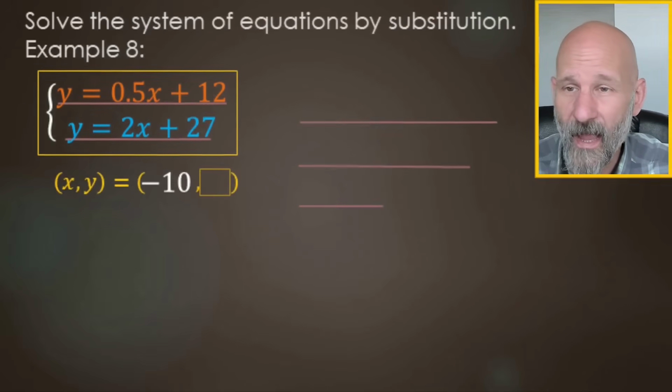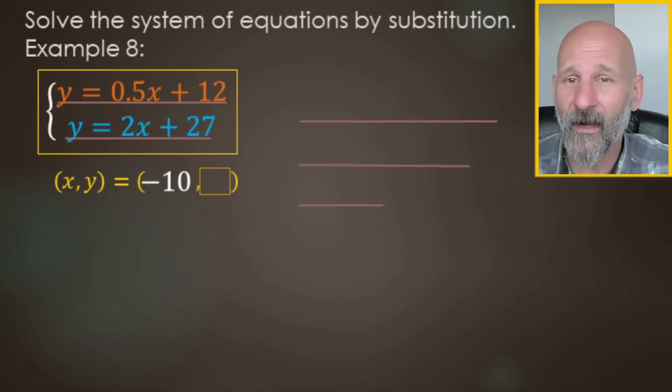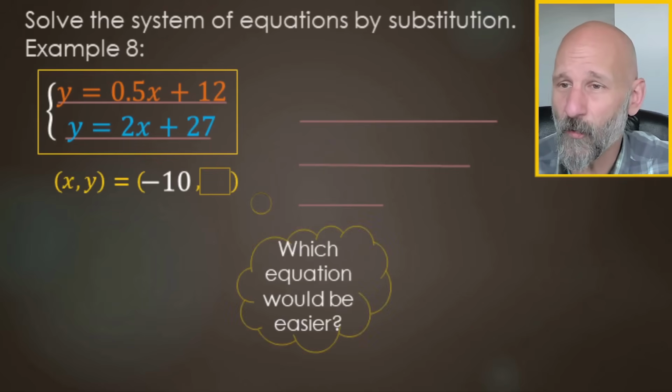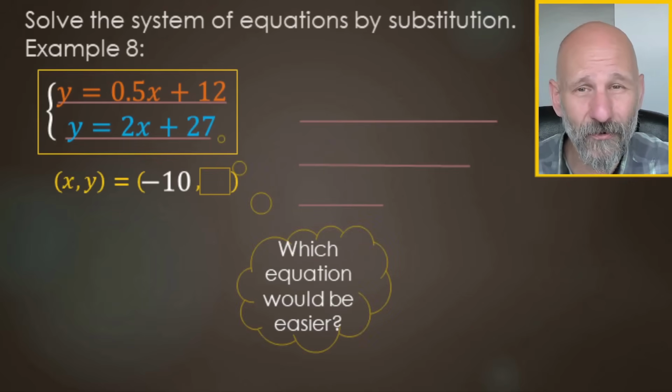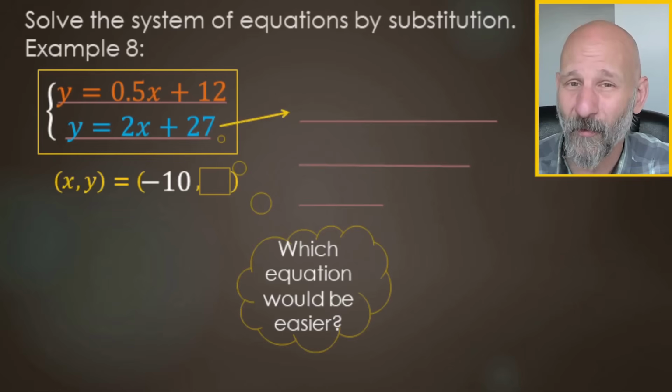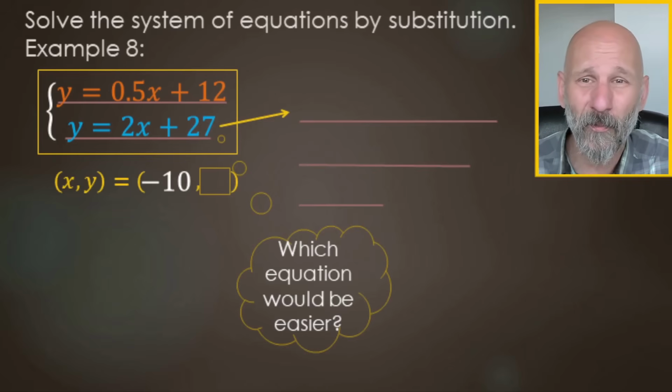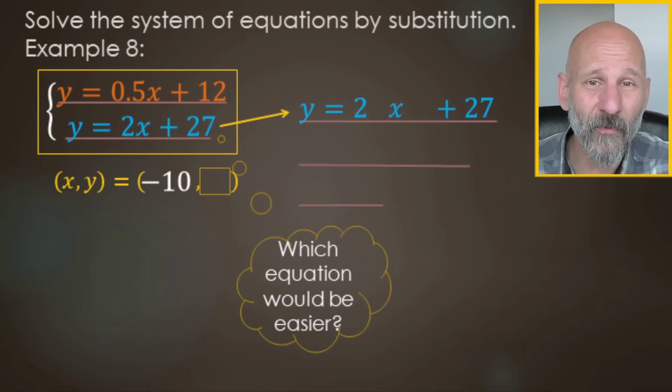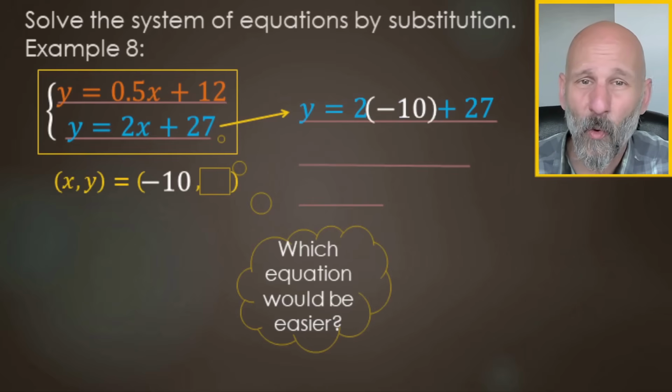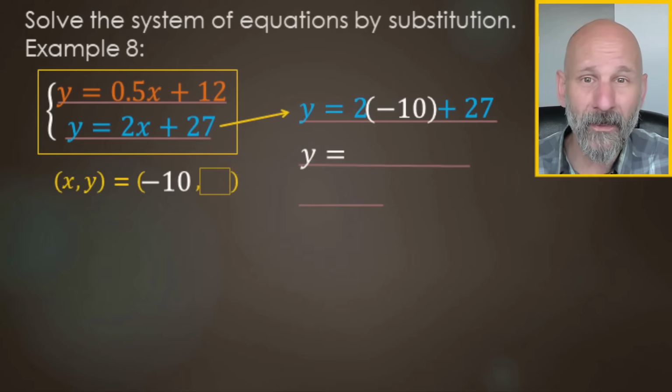So now that we found the x, we go ahead and find the y. Which equation looks like it's going to be easier to use? Probably the one with no decimals. So let's take the bottom equation, the blue equation, 2x plus 27, replace the x with a negative 10, and then just do order of operations, right? Just find the answer.